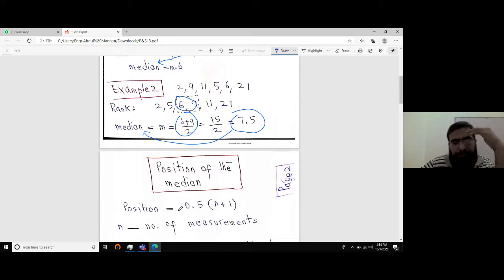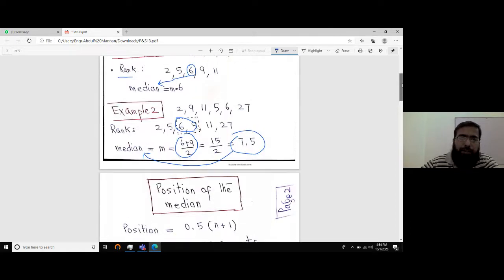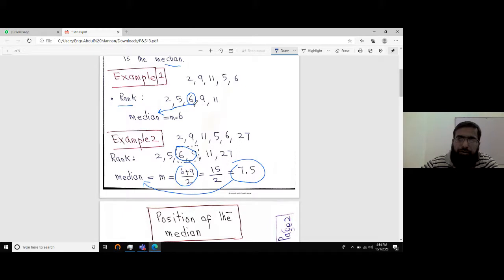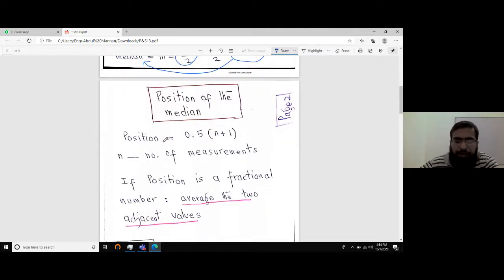So position of the median can be computed as 0.5 times (n plus 1), where n is the number of measurements. Here we have 1, 2, 3, 4, 5, 6 measurements. In this example number 2, we have n is equal to 6. But in example number 1, we have n is equal to 5. So in any case, the position of the median is 0.5 times (n plus 1) in the arranged data set.